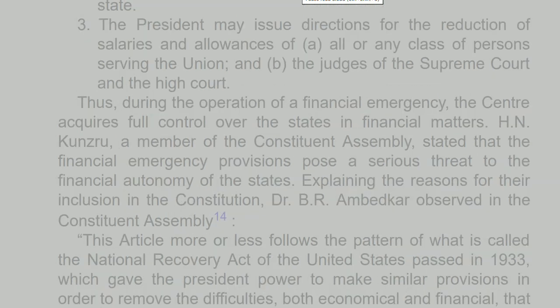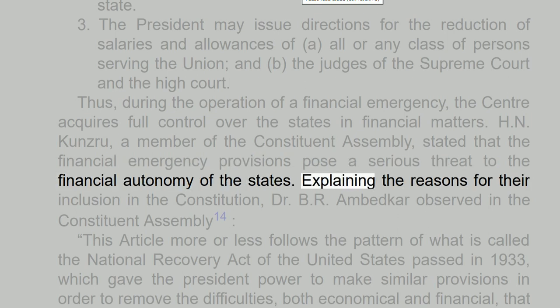3. The President may issue directions for the reduction of salaries and allowances of a. all or any class of persons serving the Union, and b. the judges of the Supreme Court and the High Court. Thus, during the operation of a financial emergency, the Centre acquires full control over the states in financial matters. H.N. Kunzru, a member of the Constituent Assembly, stated that the financial emergency provisions pose a serious threat to the financial autonomy of the states.